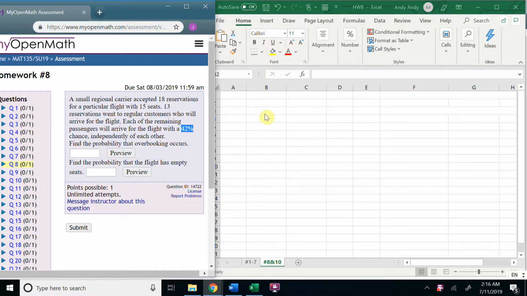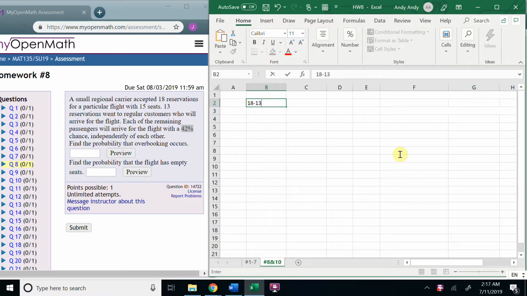So, based on the question, we know 18 reservations, 13 reservations for the customers. So we have 18 minus 13 is 5 remaining reservations. And for the seats, 15 minus 13 for the regular customers, we have 2 remaining seats. So for overbooking, if we have more than 2 reservations, the seats are not enough, and overbooking happens.